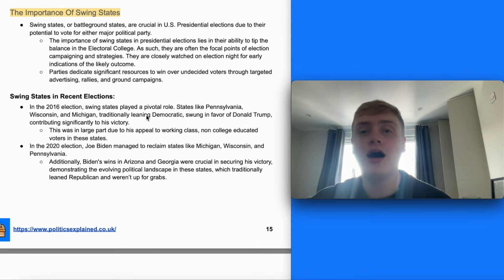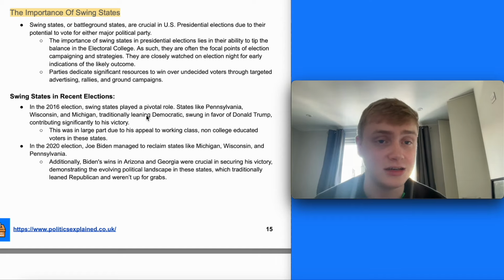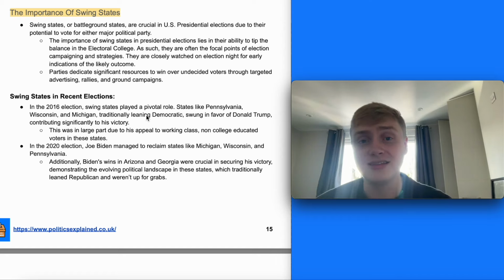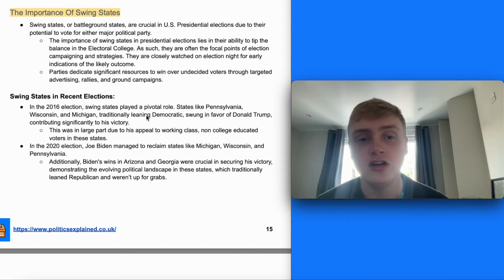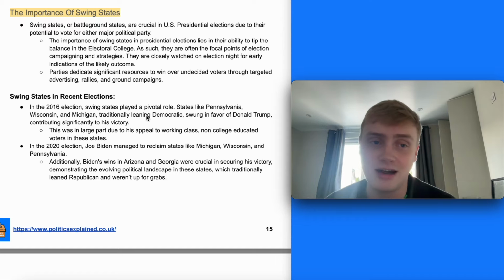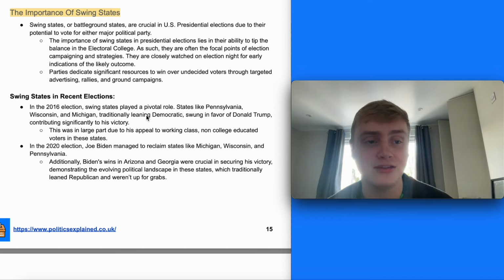Swing states are highly important in the general election campaign due to their potential to vote for either major political party. And this lies in their ability to tip the balance in the Electoral College. As such, they're often the focal point of election campaigning and strategies. They're closely watched on election night for early indications of the likely outcome. And parties dedicate significant resources to win over undecided voters through targeted advertising, rallies, and ground campaigns.